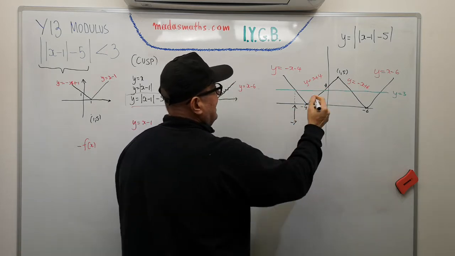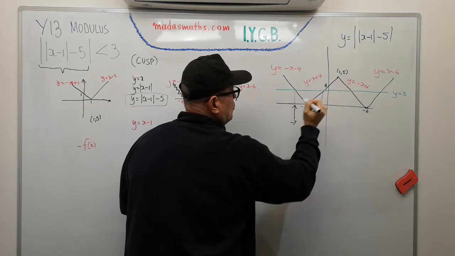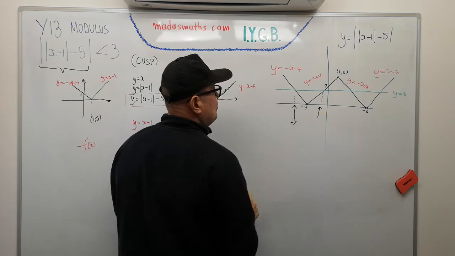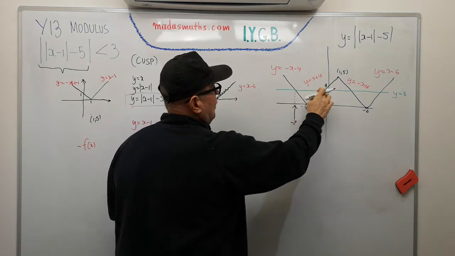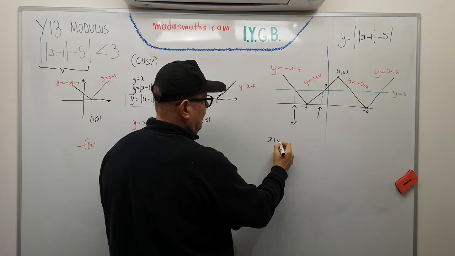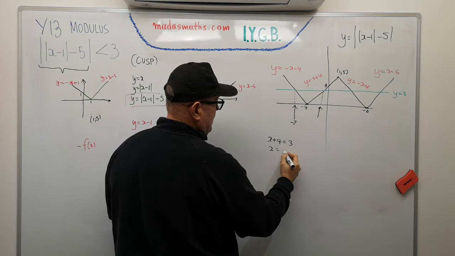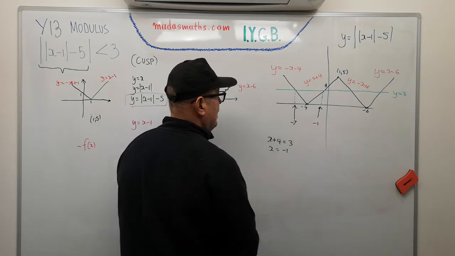Okay, we're going to look at the next one, which is this intersection here, which I'm marking with a dotted line at this point. What's the coordinate there? Well, this is the line y is equal to x plus 4. So x plus 4 is equal to 3. So this simply tells me that this is minus 1. So that's minus 1 in there.